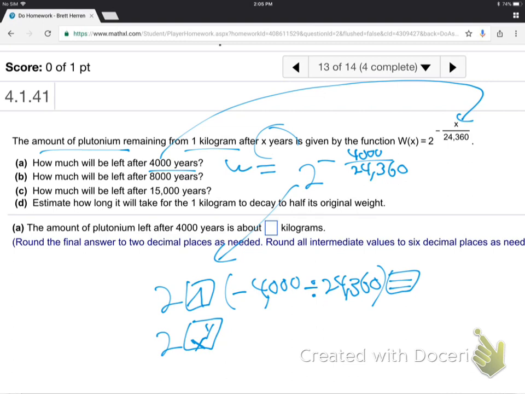All right. Let's try that. So 2 to the power, negative 4,000 divided by 24,360. I'm getting 0.89. There's an answer. How many places do they want? 2 decimals. So I'm getting 0.89 for part A. 0.892, blah, blah, blah. So 0.89, did you all get that? Notice how I put parentheses around the power.